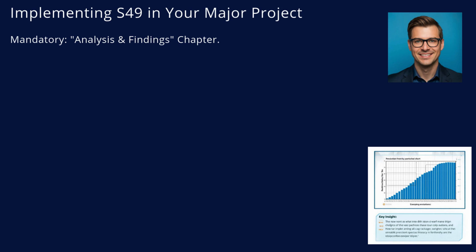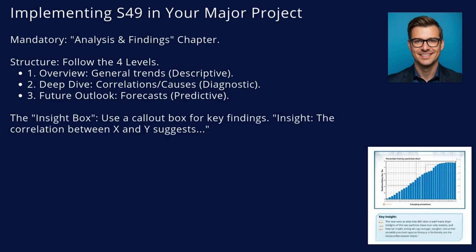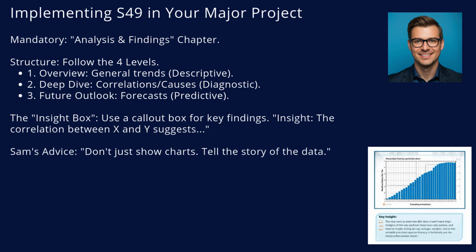In your major project, S49 is your analysis and findings chapter. Structure your analysis using the 4 levels. Start with the overview, the general trends. Move to the deep dive, the diagnostic correlations. We found that X correlates with Y. End with the future outlook. What does this mean for the business? Use an insight box. Don't just paste a chart and leave it. Add a blue box underneath that says, Key Insight, this chart proves that. Assessors want to see the story, not just the pixels.